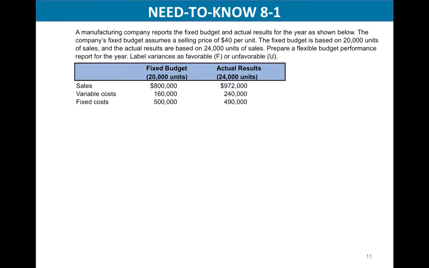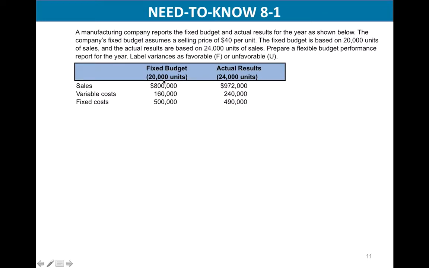Okay, so here is a good example of when we're given fixed budget information and we can convert it to the flexible budget. A manufacturing company shows the fixed budget for 20,000 units, sales, variable costs, fixed costs. And we have the actual results, but they're for 24,000 units. Again, my sales revenue, my variable cost, my fixed cost. And you can see the difference.